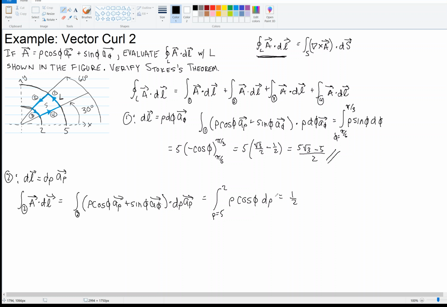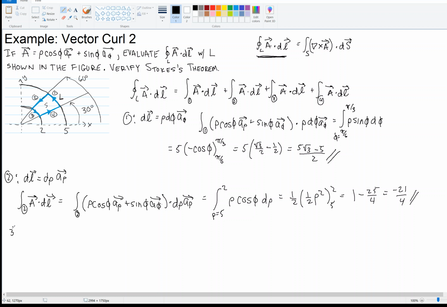And then when I integrate rho, I get 1/2 rho squared, evaluated from 5 to 2. So when I plug in the 2, I get 2 squared is 4, and I get 1, and then minus 25 over 4. So 1 is 4 over 4. So I've got 4 over 4 minus 25, so that's minus 21 over 4.